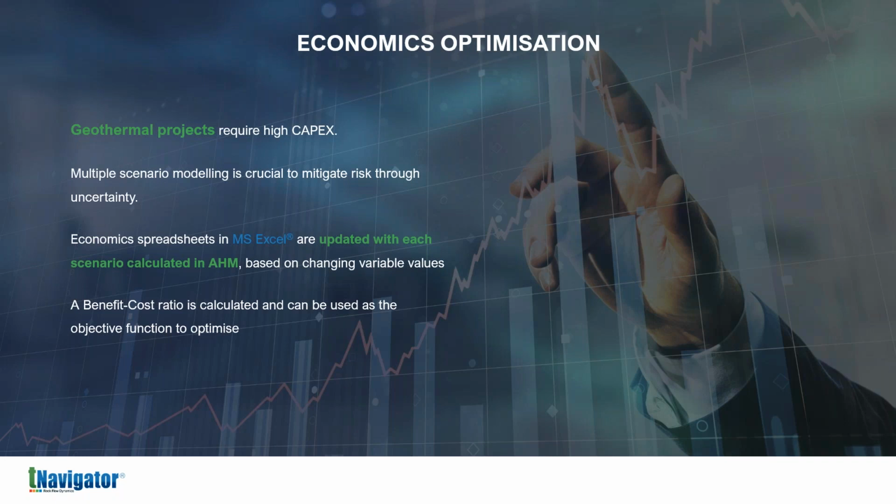Now, tNavigator actually links with Microsoft Excel, and basically to your economic spreadsheet. Each defined parameter in the spreadsheet is updated automatically based on each scenario that's calculated by tNavigator. It's just linked with a Python script, essentially, which we can, of course, help you with. The benefit cost ratio is then calculated and can be used as part of the objective function for forecast optimization. So you can actually optimize your forecast based on your economics spreadsheet and parameters that you deem are important, NPV, for example.